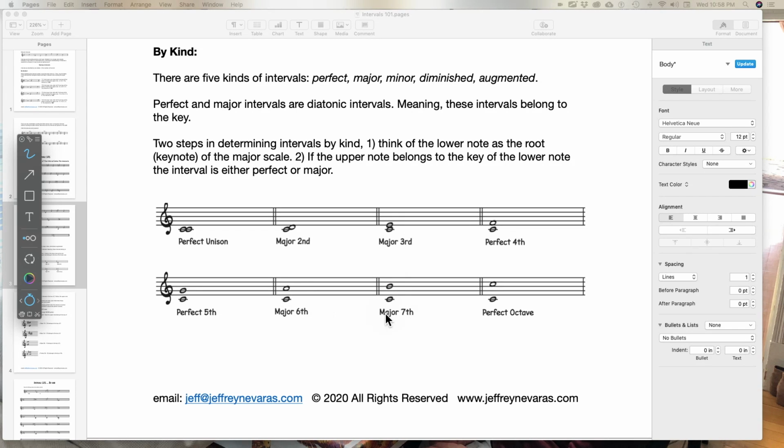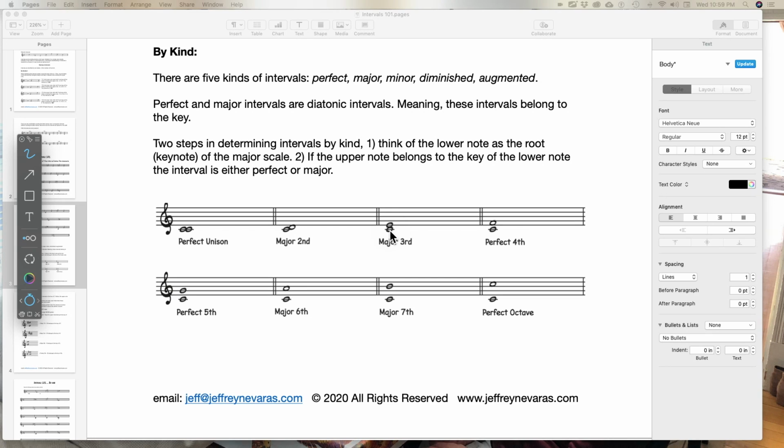If B belongs to the key of C, we have a major interval. Again, I didn't give you the number because we were just focusing on the kind. So obviously we have to measure the number and the kind. Now looking at the interval, we count up C, D, so that's a second. D belongs to the key of C, so that's a major second.